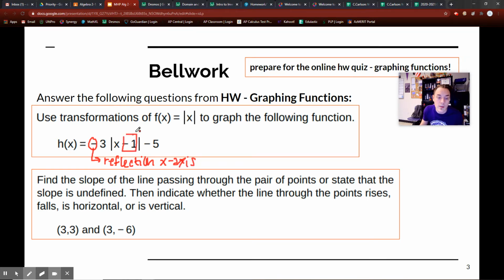This -1 means not going to the left. It actually means going to the right. So it goes to the right 1. And then this right here, it means actually down 5. So I'm actually going to graph it on Desmos, and I'm going to show you what that means. Okay.